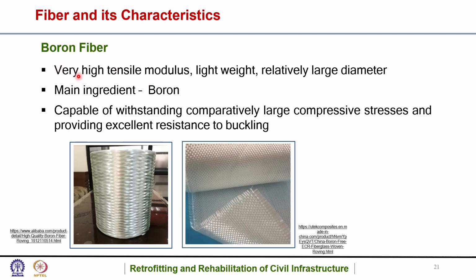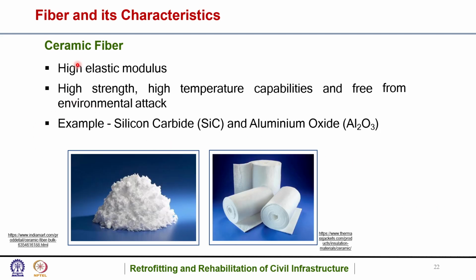Next comes the boron fiber. They have very high tensile modulus, and they are lightweight and have a relatively large diameter. The main ingredient is boron. They are capable of withstanding comparatively large compressive stresses and provide excellent resistance to buckling. So those are some of the characteristics of boron fiber.